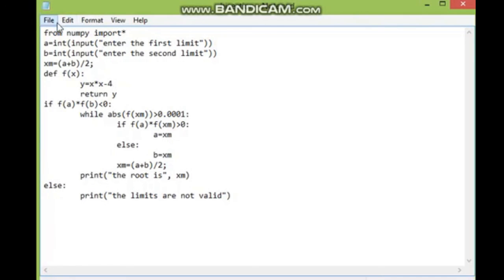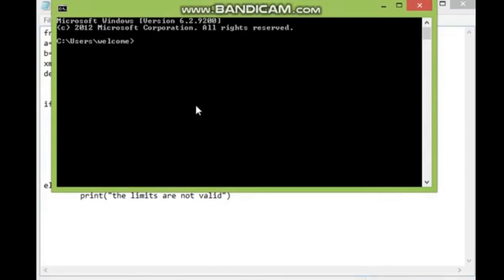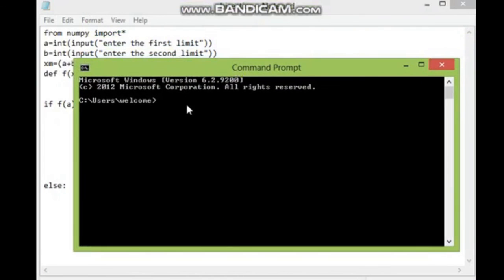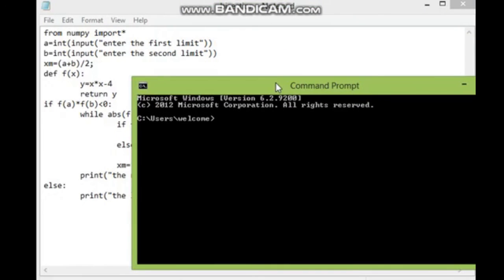Then I have to run this using the command prompt. If you don't have any idea how to run in command prompt, then you just search for CMD in your system. Then it will give you a black window like this. So this is the command prompt. Now I type my file name, bisection.py, and run this program.